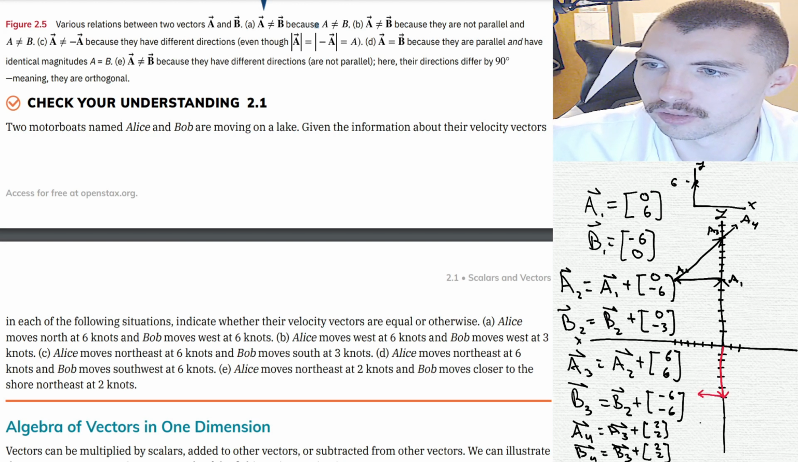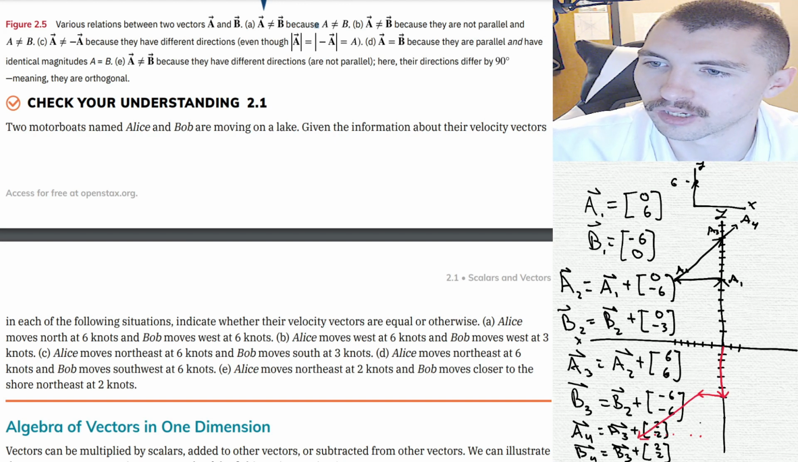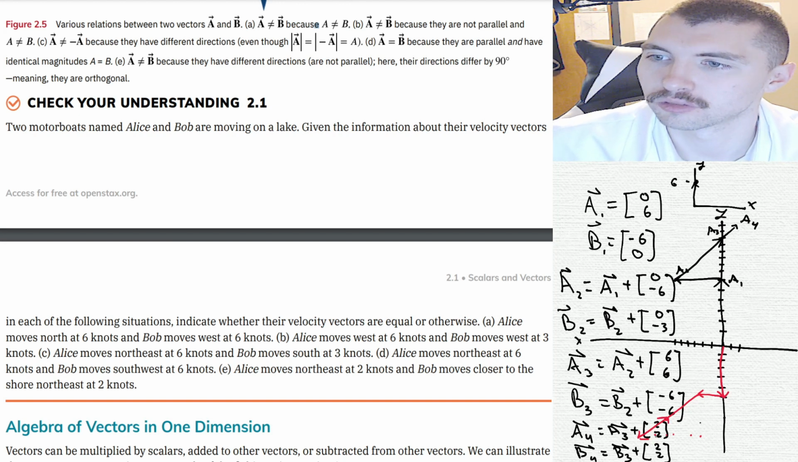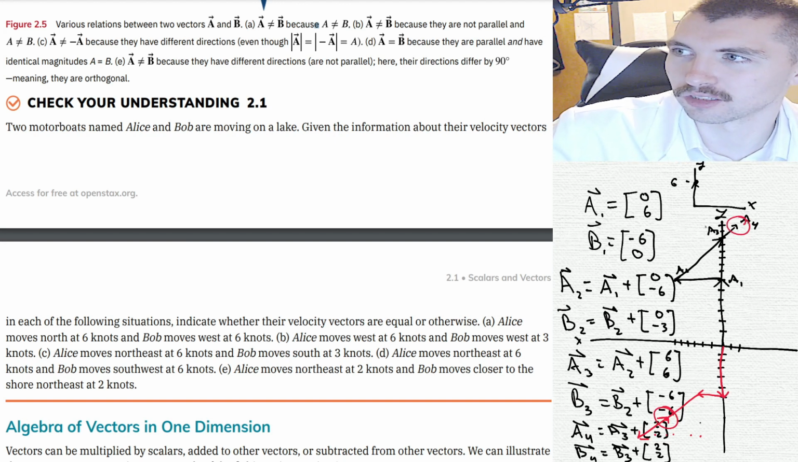And then Bob is going 1, 2, 3, 4, 5, 6. Bob's going way over here. And then he's going +2, +2, so he's going to actually backtrack to here. So this is where Bob ends up. This is where Alice ends up.